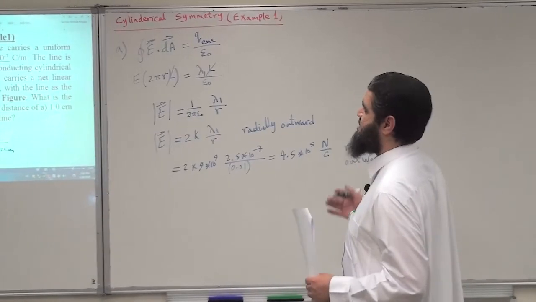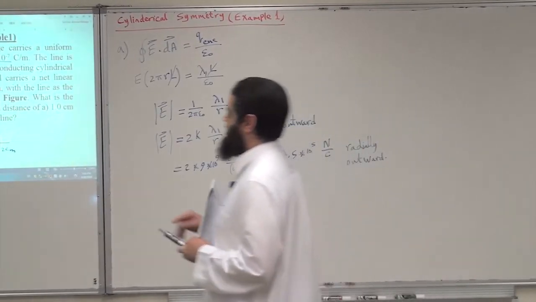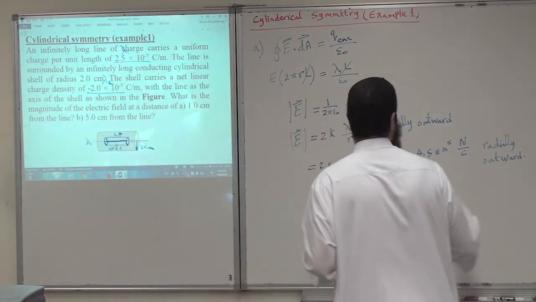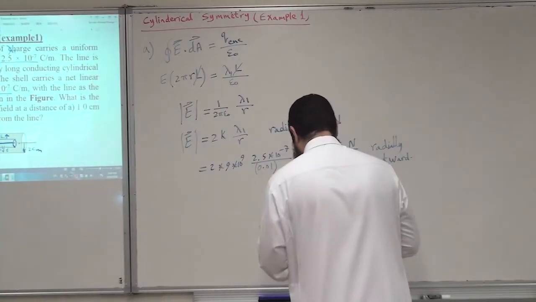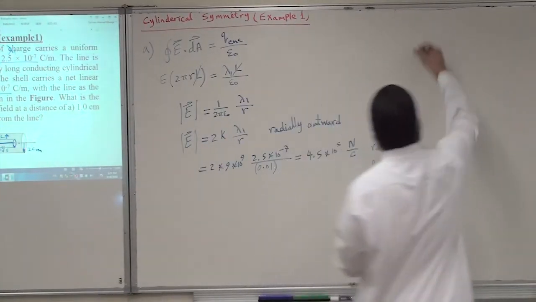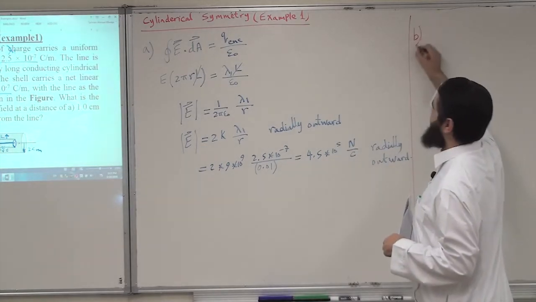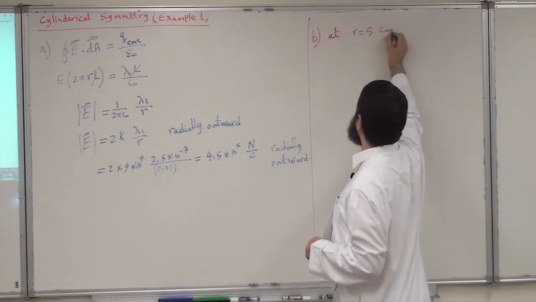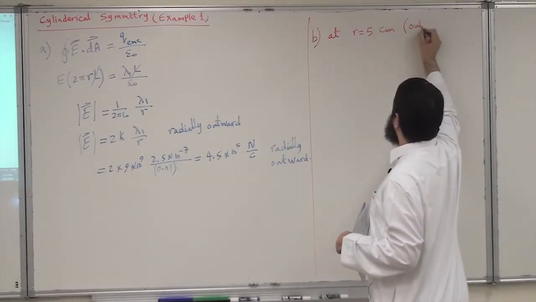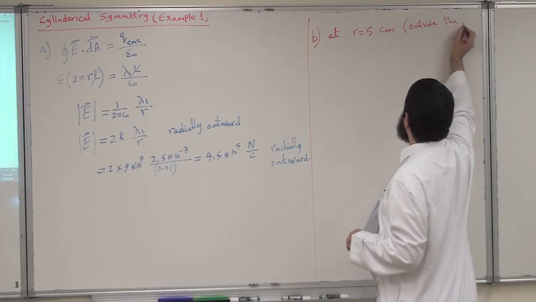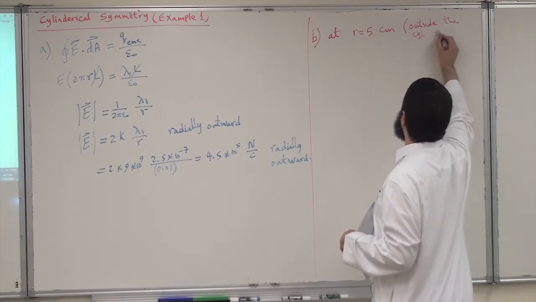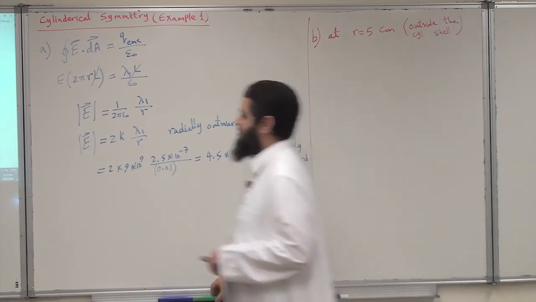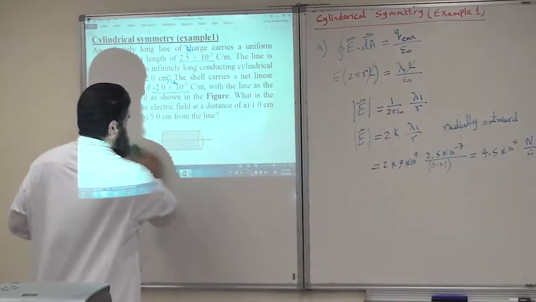Okay, let us now answer part B. Part B is asking about the electric field at 5 centimeters from the line, or outside. Let us do it. I can draw a line here to answer B. So part B at R equals 5 centimeters from the line, this will be outside the cylindrical shell. We will apply also Gauss law, but let me erase this.